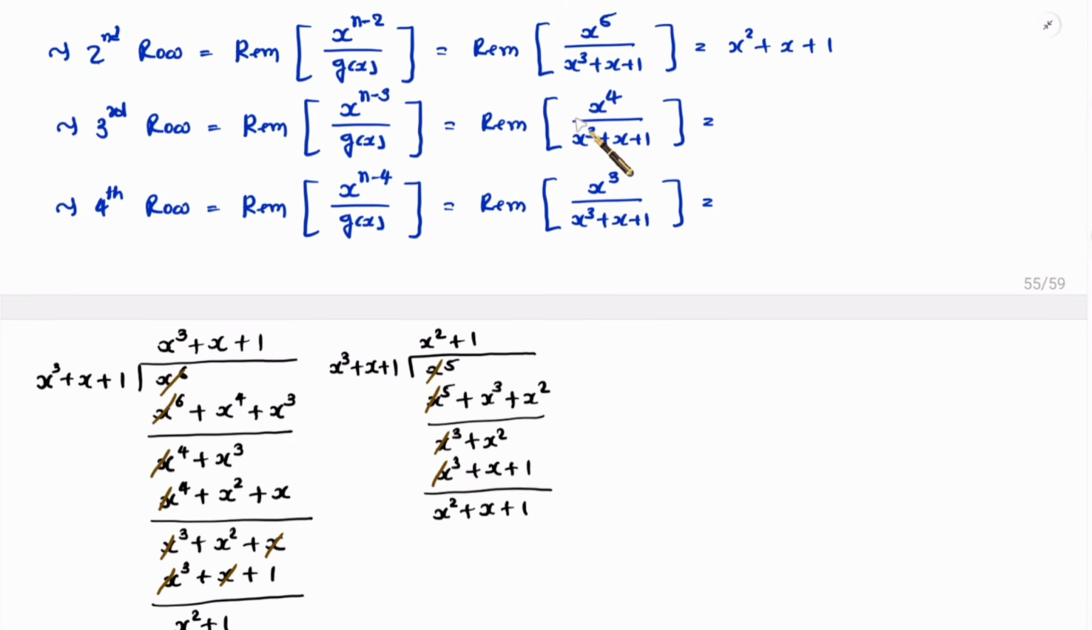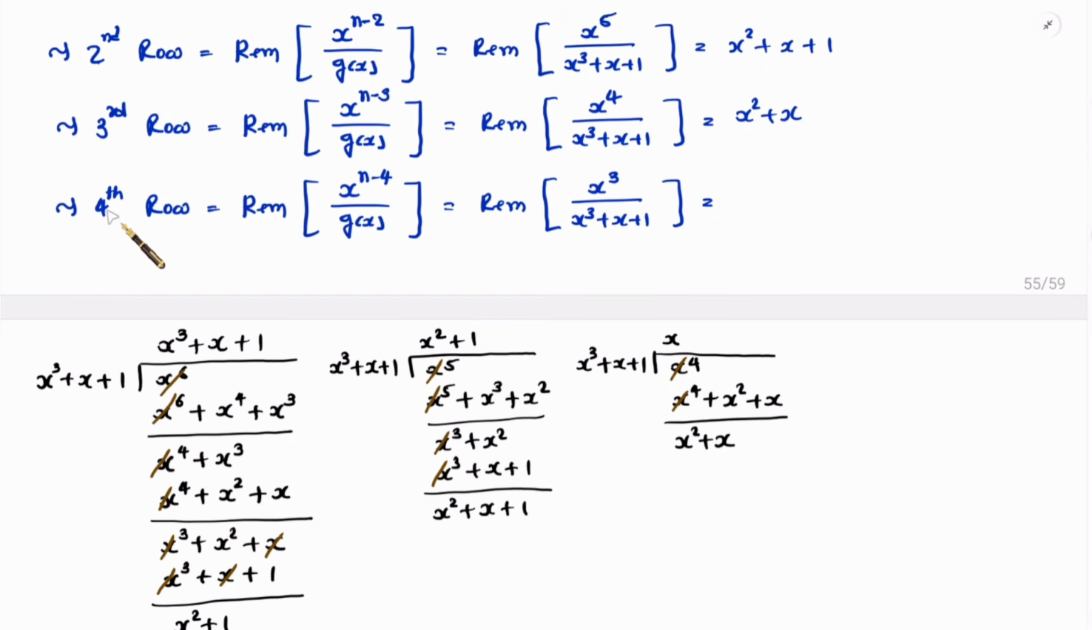Now I'll identify the remainder of the third row. So here we need to perform division of x to the power 4 divided by x cube plus x plus 1. So here the order is x to the power 4. So multiply this with x. So here we will be having x to the power 4 plus x square plus x. Now if you eliminate this, then you will be getting x square plus x. So this order is lower than this. So this will be our remainder. So let me note it over here, x square plus x.